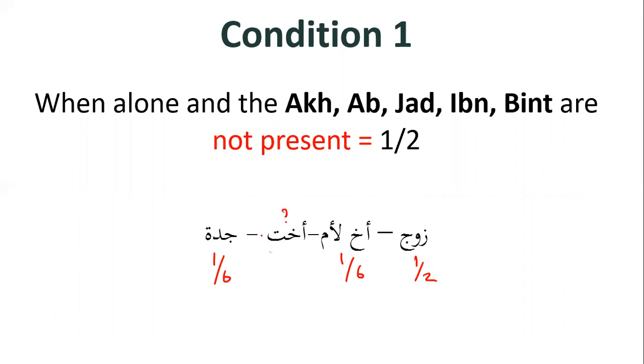First of all, we need to point out that over here we haven't written ukht li abin wa ummin. When ukht is mentioned on its own generically, without any conditions of li abin or li abin wa ummin, then it refers to the full sister. So inshallah we'll follow this rule throughout. Wherever we write ukht, it falls under ukht li abin wa ummin.